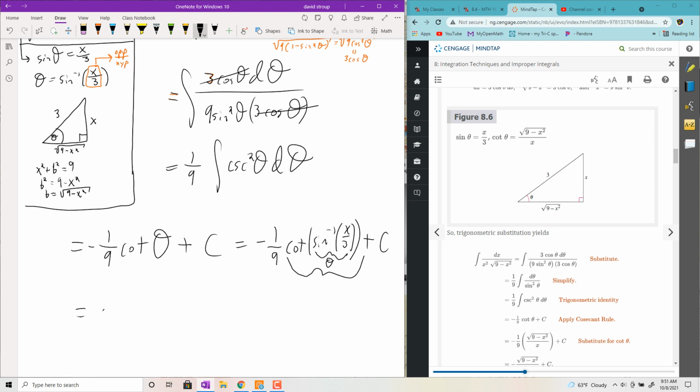So we end up with -1/9, and then I use the triangle. I say the cotan of theta, so I go back to the triangle here, the cotan of this angle theta. What is the cotan as the ratio of sides of a right triangle? Well, it's 1/tan, so it must be adjacent over hypotenuse, right? So you can literally replace this thing with that, adjacent over hypotenuse. Okay, so it would be times adjacent, which is square root of 9 minus x squared, all over hypotenuse, and then plus c.